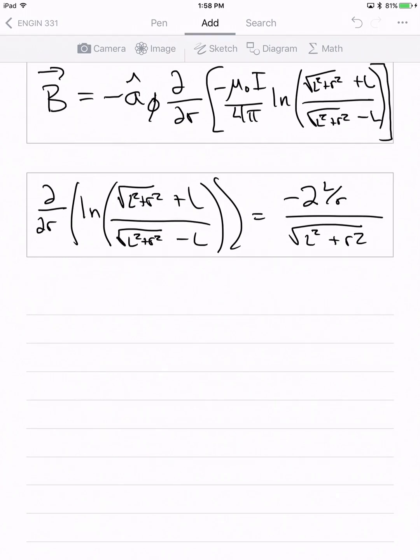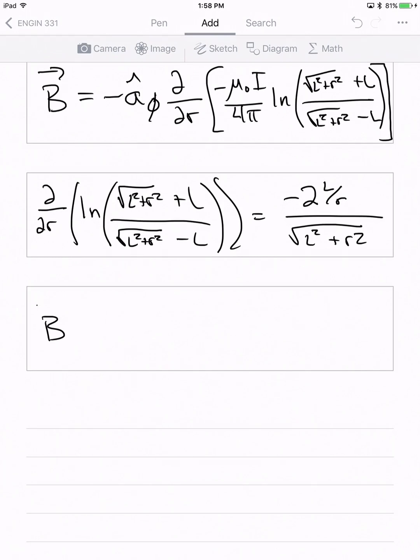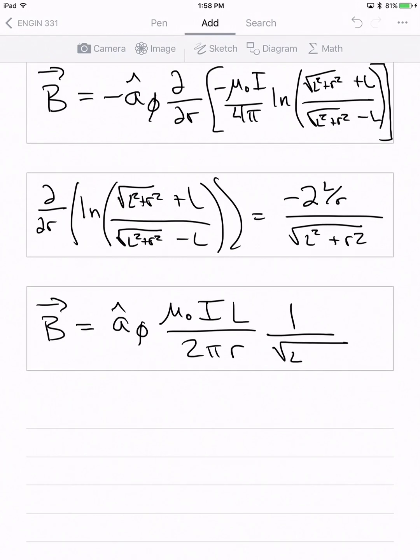Now, that means that finally our magnetic field is equal to a hat phi mu naught I L over 2 pi R times 1 over square root L squared plus R squared. So there we go. That was kind of long. And the reason that we did it is to make the point that that was kind of long. Sometimes it's more advantageous to use the vector potential A, and sometimes it's more advantageous to use Biot-Savart Law.